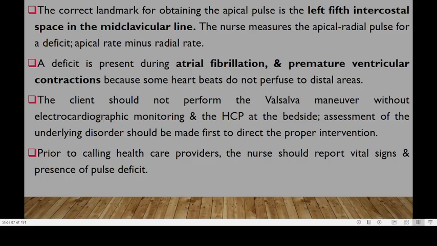A deficit is present during atrial fibrillation and premature ventricular contractions because some heartbeats do not perfuse to distal areas. The client should not perform the Valsalva maneuver without electrocardiographic monitoring and the healthcare provider at bedside. Assessment of the underlying disorder should be first to direct the proper intervention. Prior to calling the healthcare provider, the nurse should report vital signs and presence of a pulse deficit.